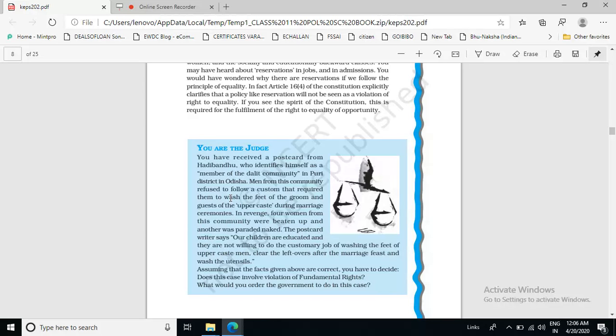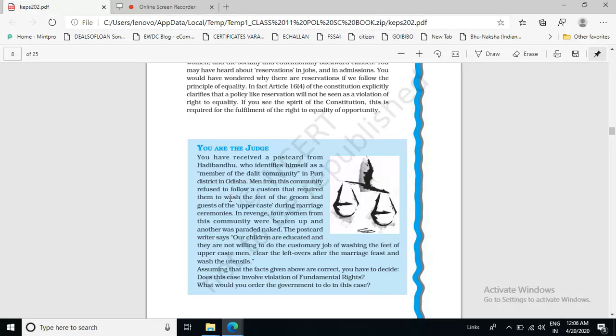Yes, of course, this is a violation of fundamental rights, and that right is the right to equality. All are equal in the eyes of law. There should not be any discrimination. So no one can be forced to wash the feet of someone, and no one can be forced to wash the utensils. So this is a complete violation of the right to equality.